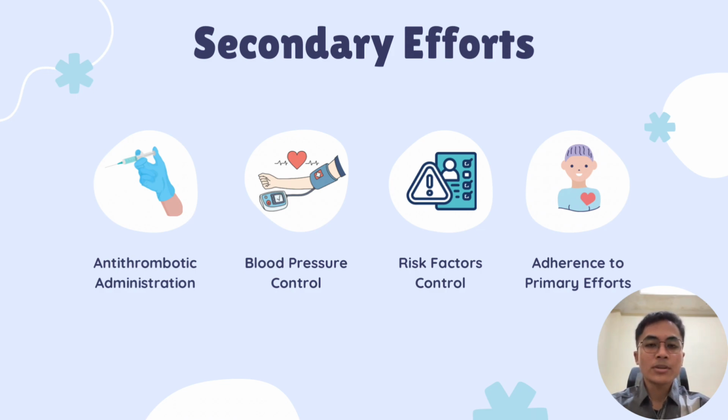I want to explain about secondary and tertiary efforts in embolic stroke with hypertension and hemiplegia. Secondary efforts refer to interventional measures to prevent recurrence. In this case, secondary efforts are aimed at preventing recurrence of embolic events, improving health, and minimizing nerve damage. The intervention actions that can be taken are antithrombotic administration, blood pressure control, risk factor control, and compliance with primary efforts.